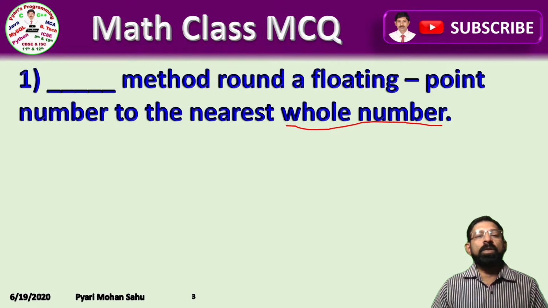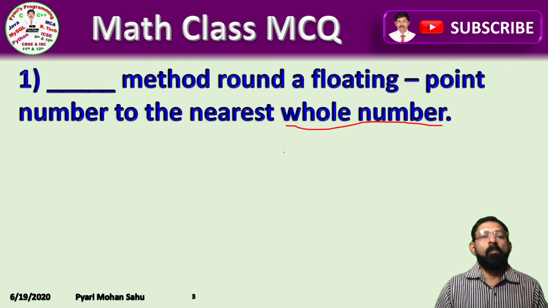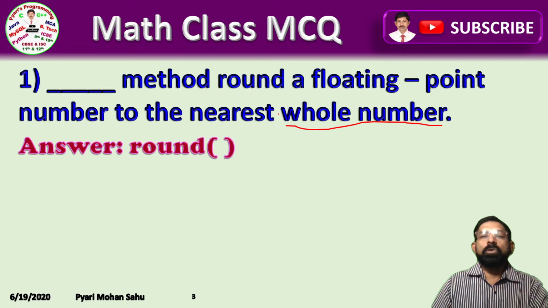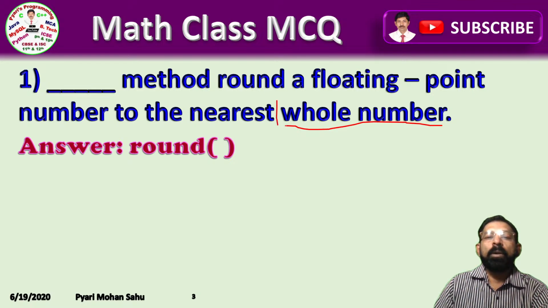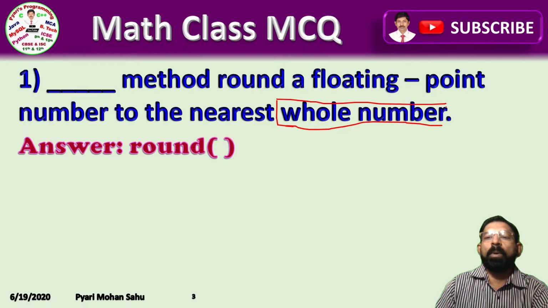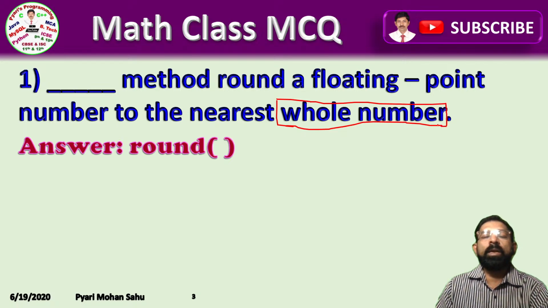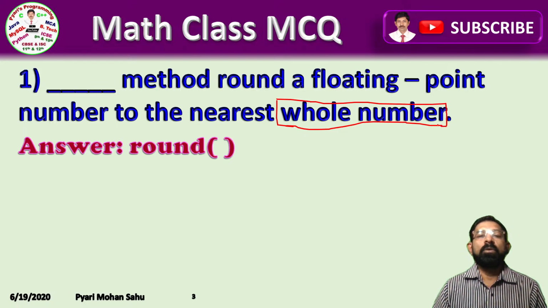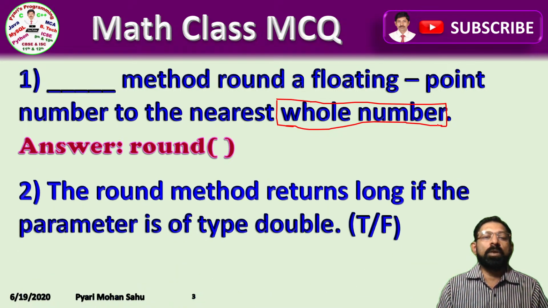Yes, the correct answer is round method, because it is talking about whole number. In case of ceil, it is not whole number, it is fractional number. In case of rint, it is not a whole number, it is fractional number, double value. So that's why the answer is round. The round method returns long if the parameter is of type double.